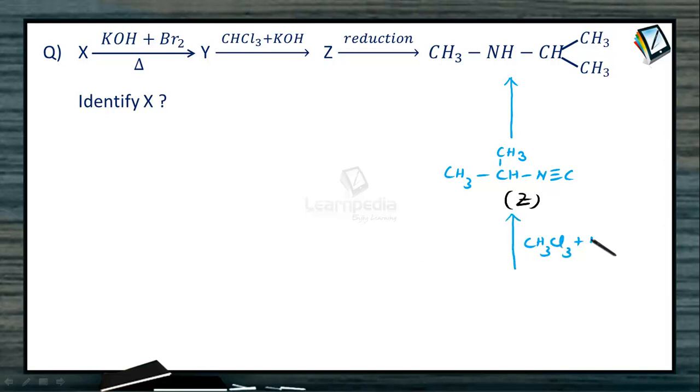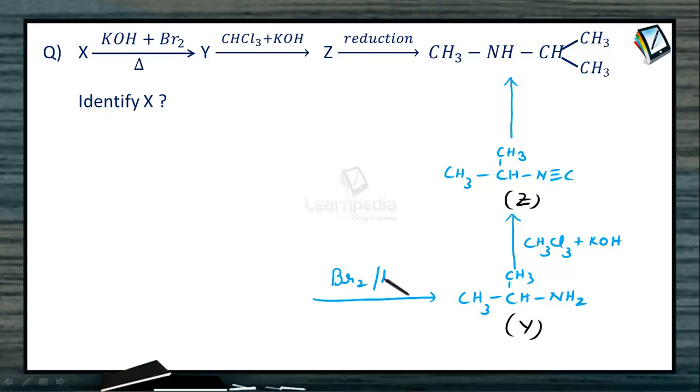So definitely that compound should be a primary amine, because only primary amines react with chloroform in presence of alcoholic KOH to give isocyanide. So what would be that primary amine? It is nothing but CH3, CH, CH3, NH2, isopropylamine, isn't it? So this is our compound Y. And we got this particular compound Y by making to react compound X with bromine and KOH.